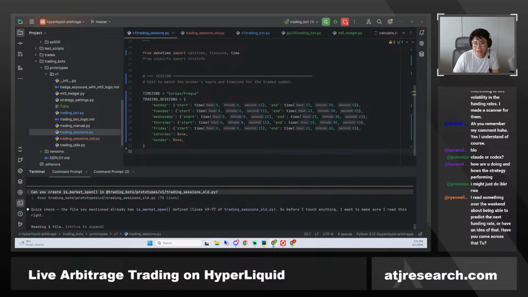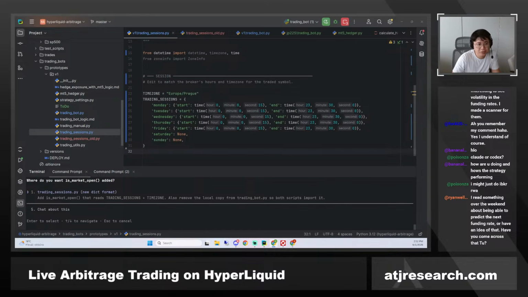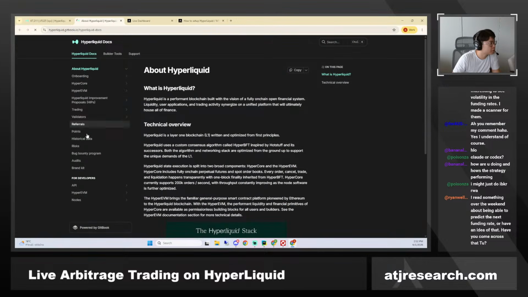I might just do Interactive Brokers against RWA. That's also very legitimate. Sure, feel free to do that, and good luck with that. I read something over the weekend about being able to predict the next funding rate or have an idea of that. Have you come across that too? There is a simple formula. If you go to Hyperliquid and go to docs, you can actually calculate it yourself.